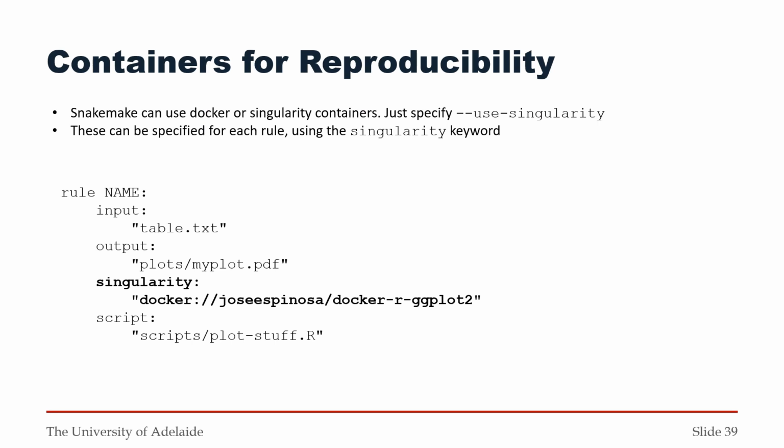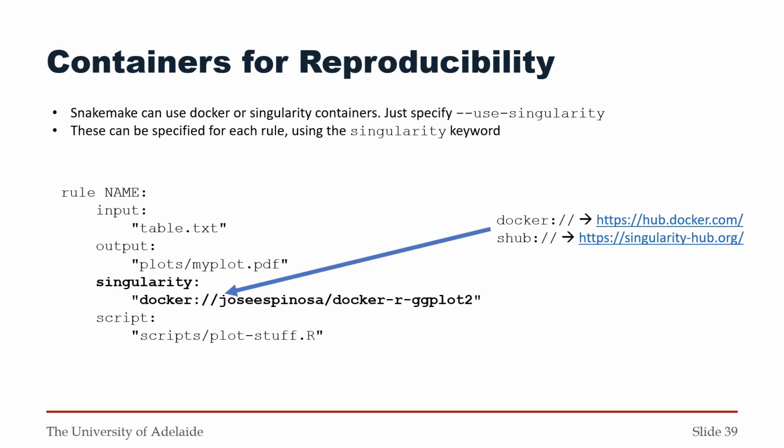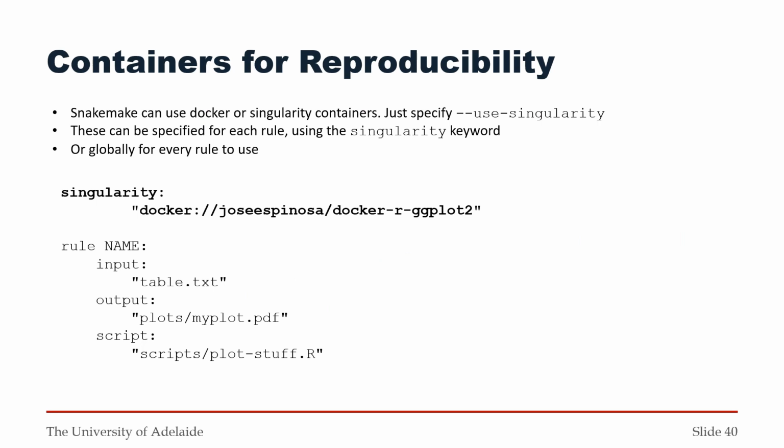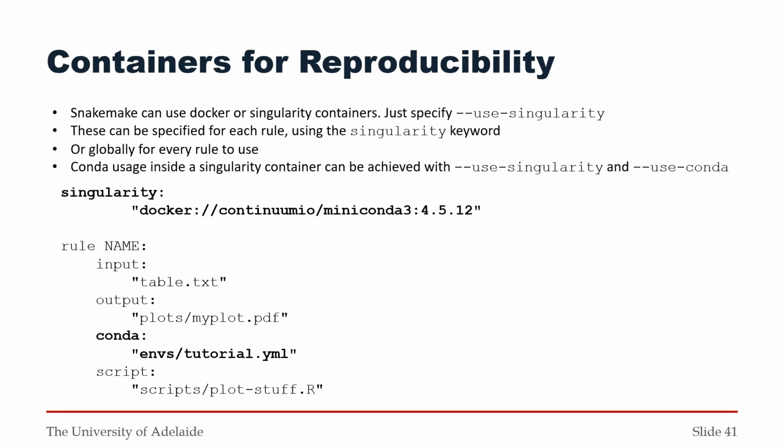You can specify these for individual jobs. This supports all of the things that Singularity supports in terms of URL, so it will support Docker and shub URLs. And you can specify these Singularity containers globally for the entire workflow. As we've shown in the examples previously, the use of Singularity and Conda results in these Conda environments being set up within this Miniconda Singularity container that's specified in the make file.